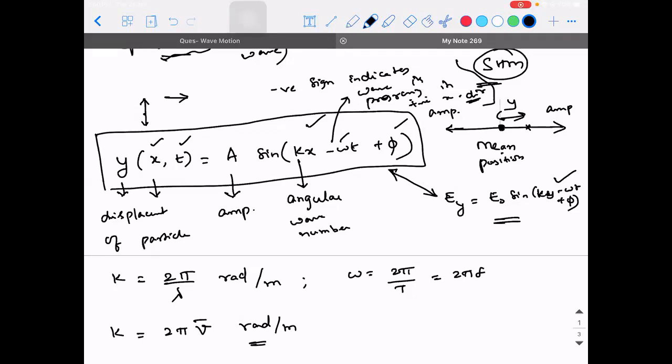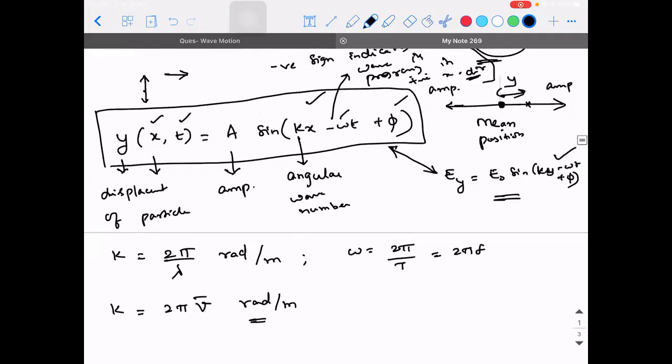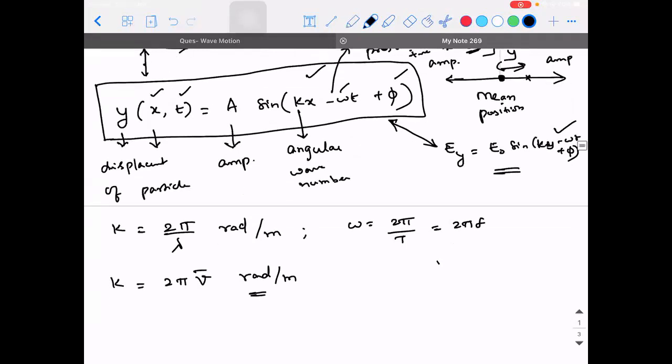Good. Now comes an important question. Let me link it to the previous chapter so that you'll understand the difference. If I give y is equal to A sine of omega t plus phi, and I ask you to calculate velocity here, what would you mathematically do? You take the derivative, differentiate it with respect to time, and you will get A omega cos of omega t plus phi.